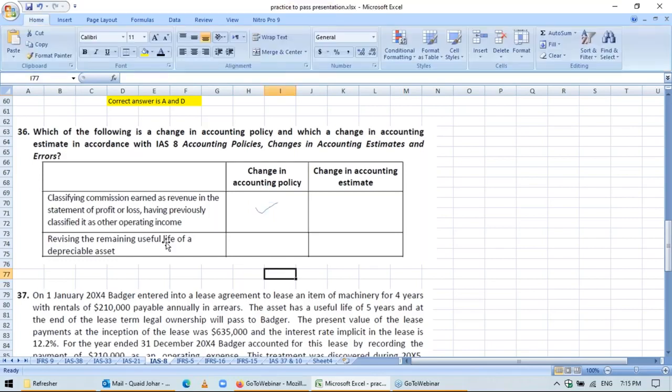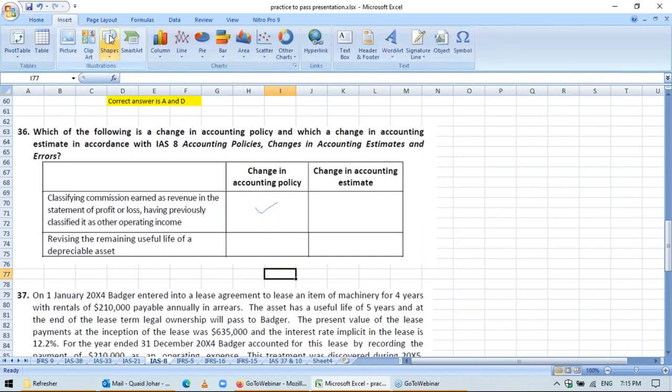And changing a number itself, suppose from 8% to 10%, we are changing the estimate. Or we are changing a life from 10 years to 12 years, or reducing it from 10 years to 6 years. This is changing a number. Or we are changing a pattern of consumption, like from straight line to reducing balance. So this is a change in estimate, if you are changing a consumption pattern or changing a number. So changing the useful life of a depreciable asset is not a change in accounting policy. It is a change in accounting estimate, because we are changing a number, which is the estimate itself.